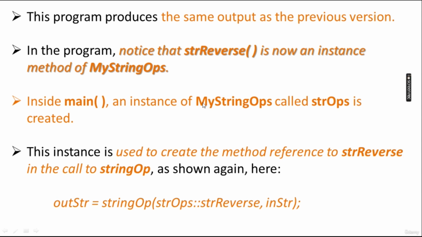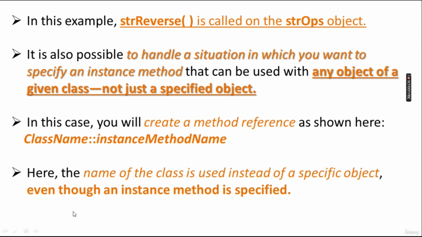Inside main function, an instance of the MyStringOps class is created, an object is created, and using that object, StringOps::strReverse reverses the input string. Okay, and this will create the reversed output. strReverse is called on the StringOps object, not the class name.